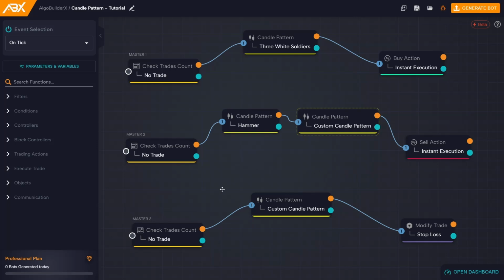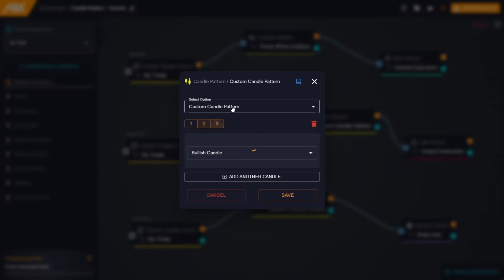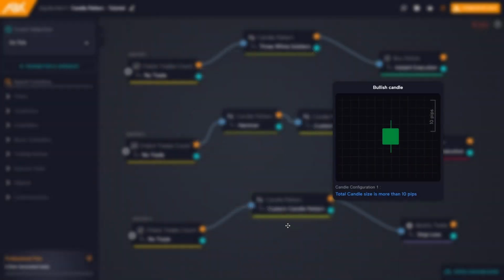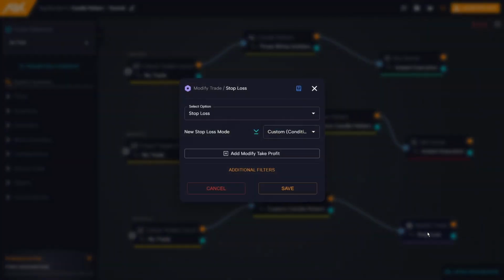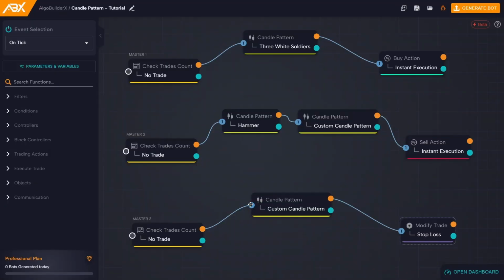Another example could be to create a candle configuration to modify the stop loss. We can insert 3 candles inside the candle pattern block, all 3 bullish with a total candle size greater than 10. Within the modified trade block, we can set a custom stop loss that is placed at the low of the 3rd bullish candle. Of course, these are just examples of usage. Using the blocks out of context doesn't make much sense, but we hope to have given you some ideas on how to use this interesting new block.